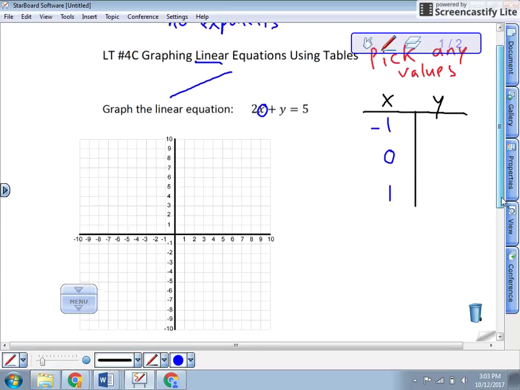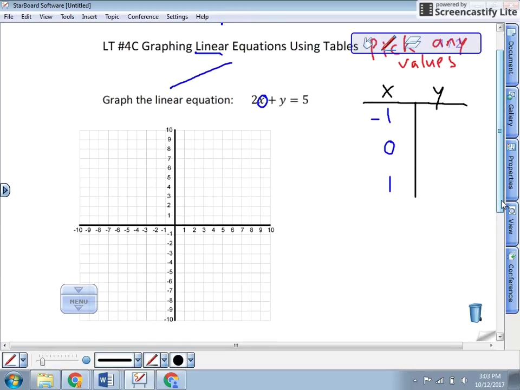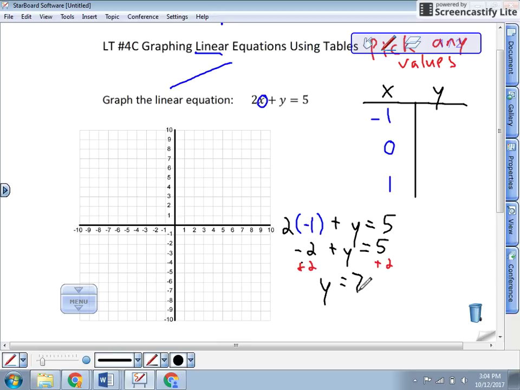Okay, so here we go. For -1, we're going to go 2 times -1 plus y equals 5. And now all we're going to do is solve for y. So 2 times -1 is -2, plus y equals 5. So add 2 to both sides. Then we get y equals 5 plus 2, which is 7. So I know I'm going to have the point -1, 7. That is going to be a point on our graph.